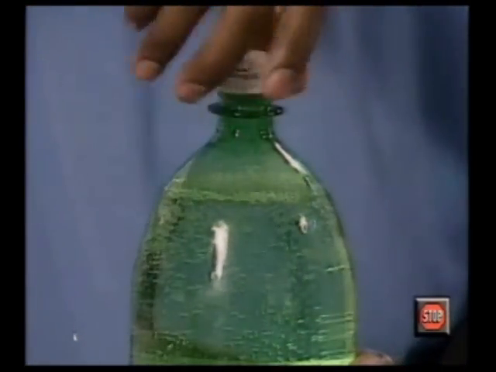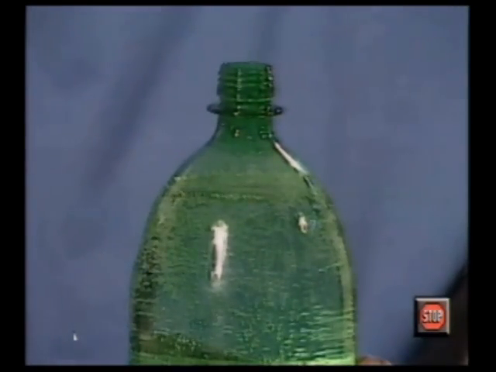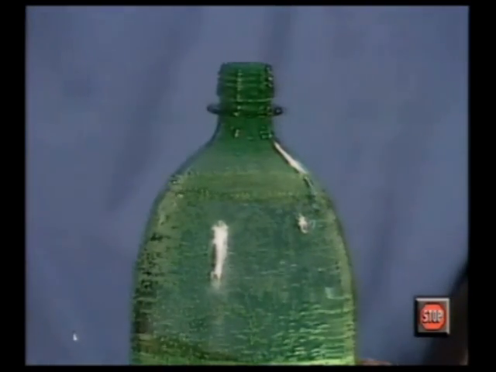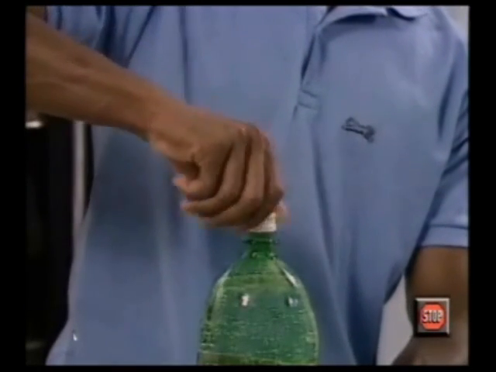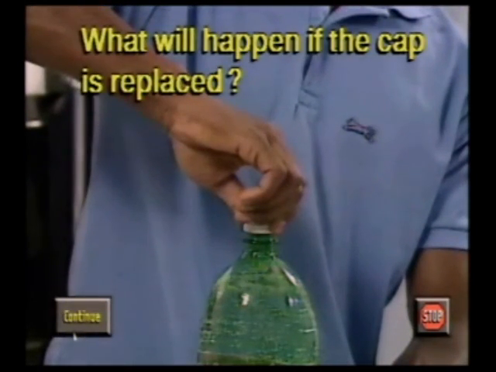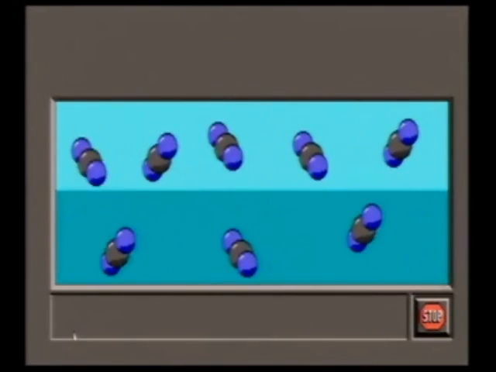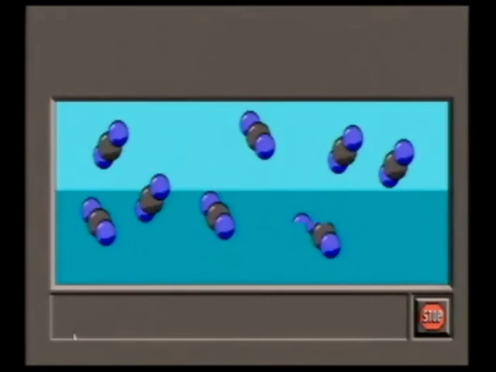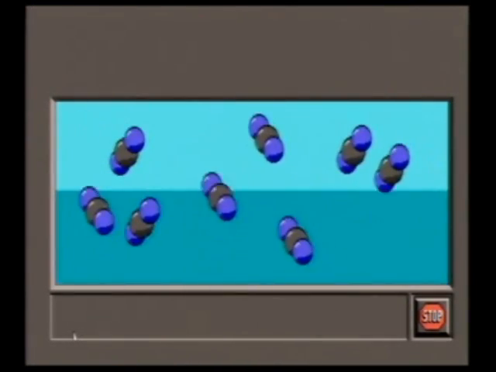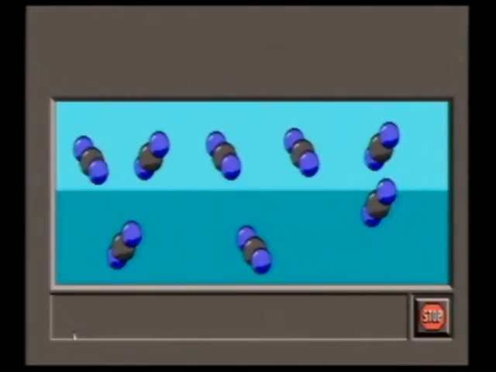The system is opened. The pressure of the carbon dioxide dissolved in the solution is much higher than the pressure of carbon dioxide in the atmosphere, so some of the gas bubbles out of solution. When the top is replaced on the bottle, the pressure inside the bottle is lower than it was before. Gas molecules will come out of solution, building up pressure inside the bottle until a new equilibrium is reached.